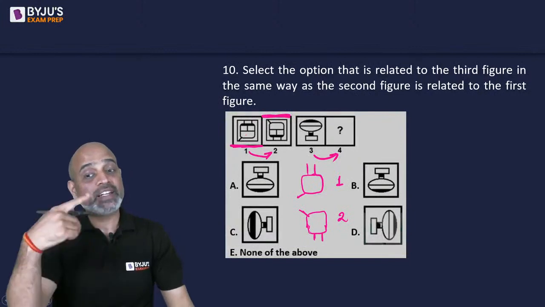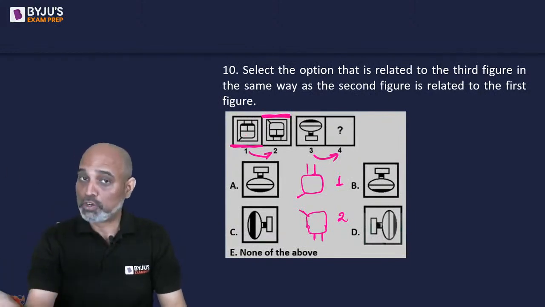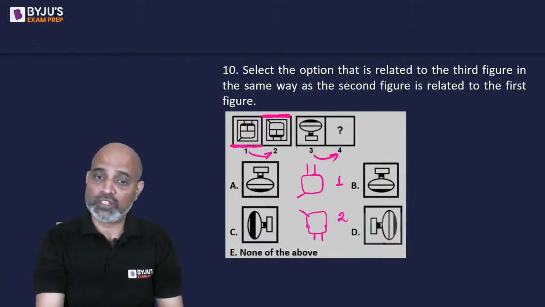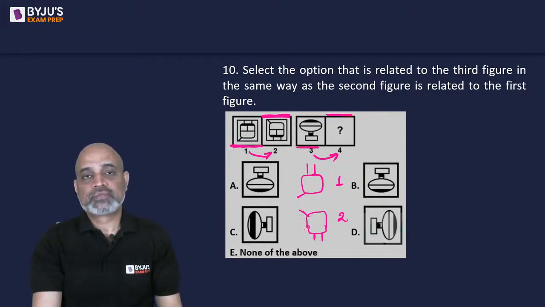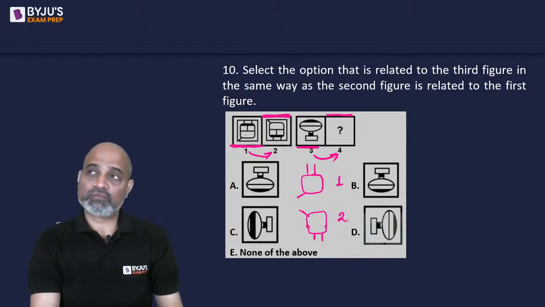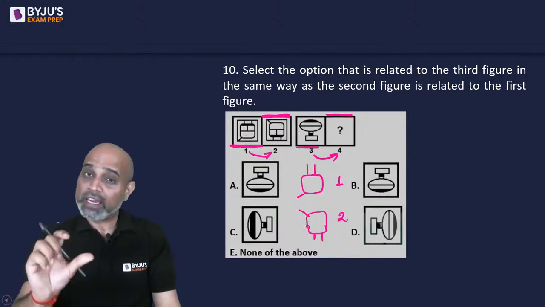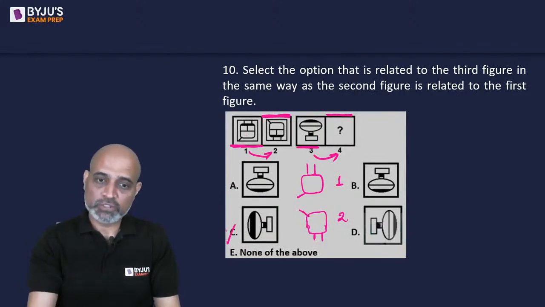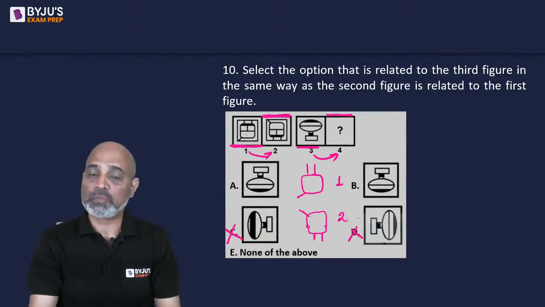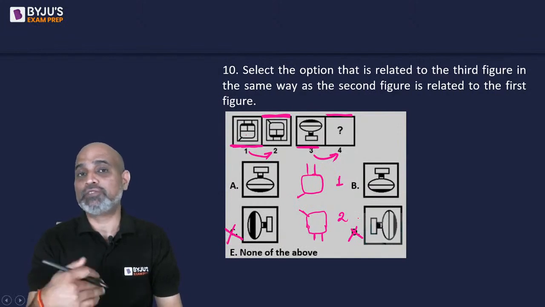So we need to find a fourth figure which is a mirror image of the third one in a very similar fashion, right? So we are supposed to have this particular knob which should be inverted. Since it is an inverted knob, C and D cannot be the answer. Now between A and B we need to have the inverted one.